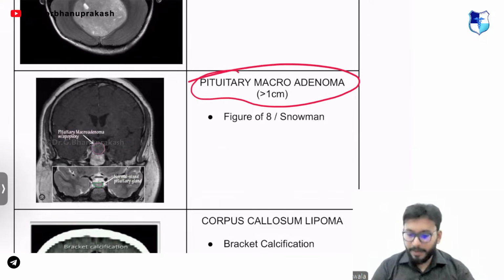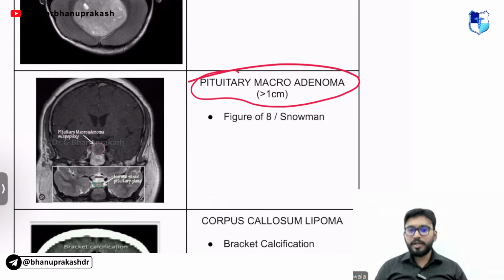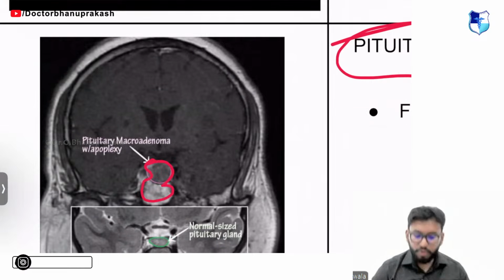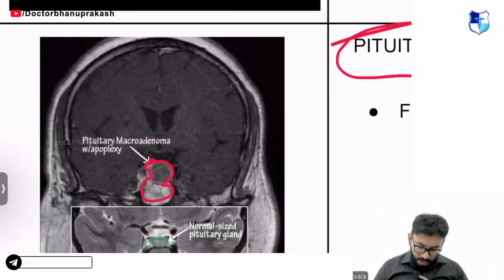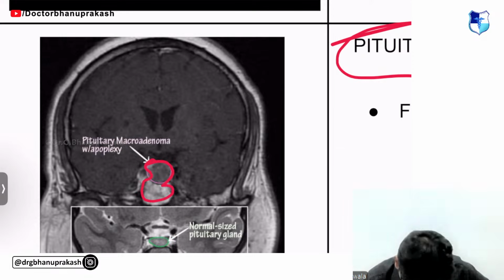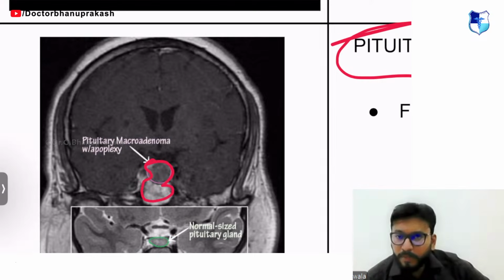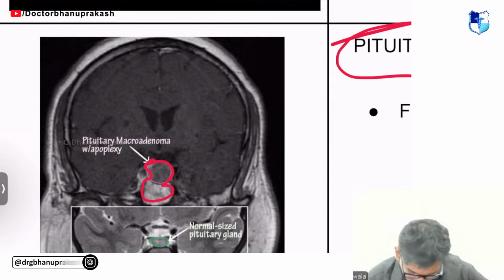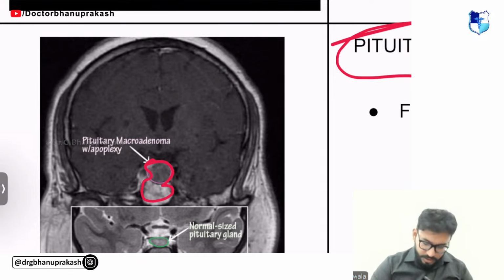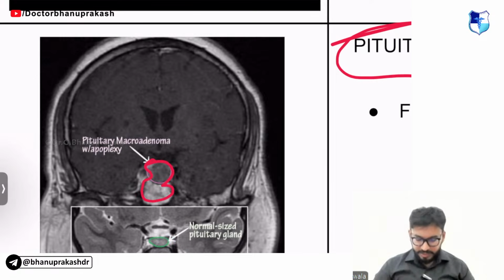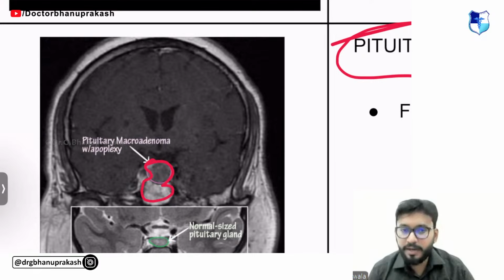Pituitary macroadenoma. Macro means more than 1 centimeter or 10 millimeter. You can see the figure of 8, the snowman. Where else did we see figure of 8 of snowman appearance? In thoracic radiology, yes, TAPVC, but I told you to remember a very specific type of TAPVC, guys. It was the supracardiac TAPVC.